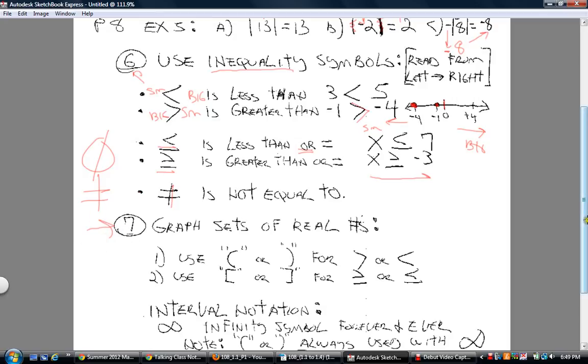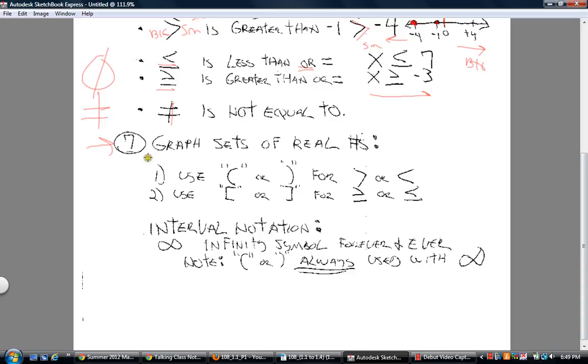Objective 7. Kind of finish up this page here. Graph sets of real numbers. Now, if you've had 025 with us, you're going to remember these. When you're graphing for greater than or less than, you're going to use parentheses to represent not up to but not including. I like to think of this as the open circle in the old days when we used to graph these. Instead of using closed circles to represent the number, we're going to use a left bracket or a right bracket to represent greater than or equal to or less than or equal to, and I will cover this on the next page.